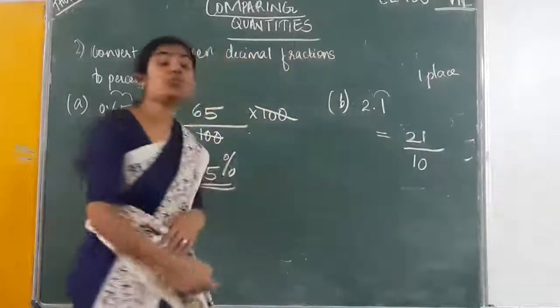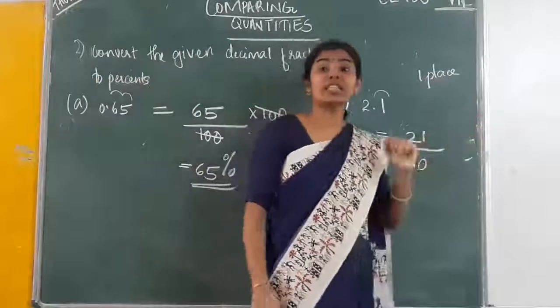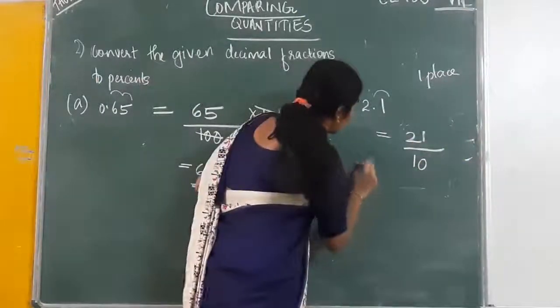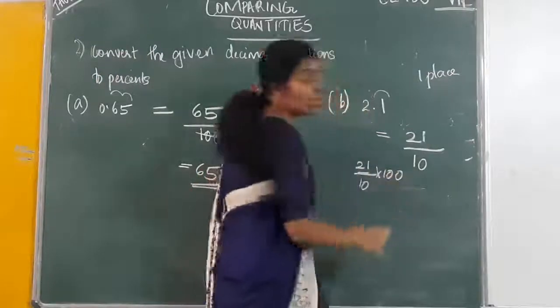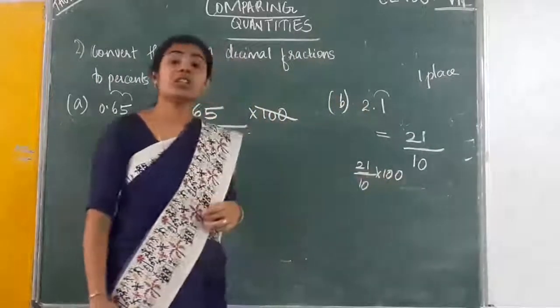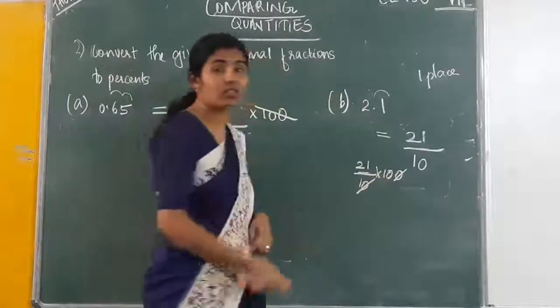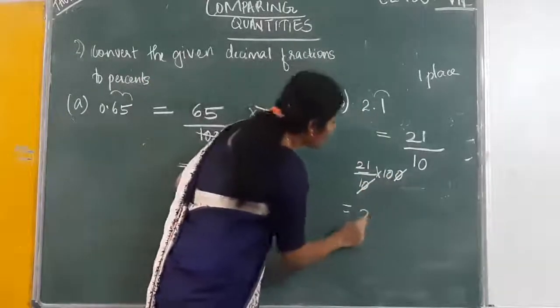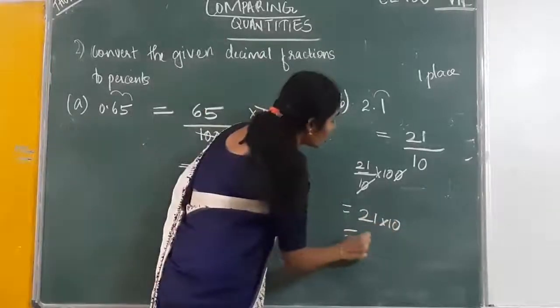Now we are getting one fraction. How to convert this into percentage? Multiply this fraction by 100. So the same number of zeros you can cancel. Now what is remaining? 21 multiplied by 10. That is 210.